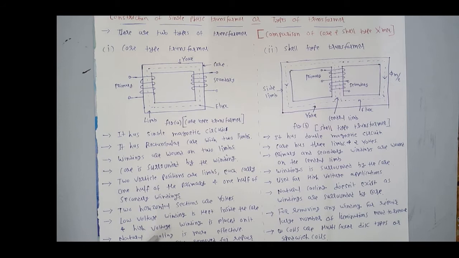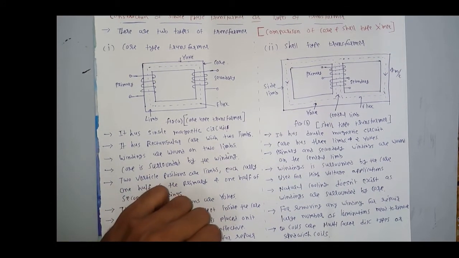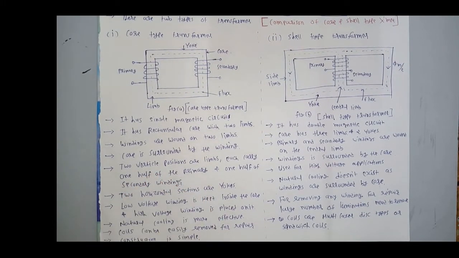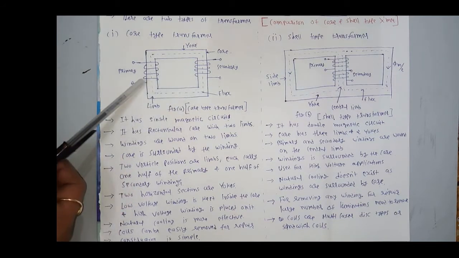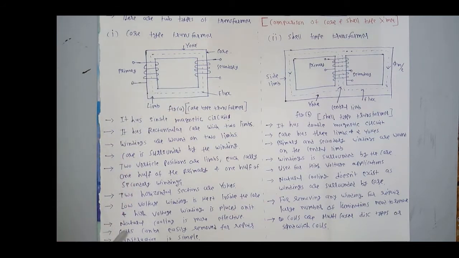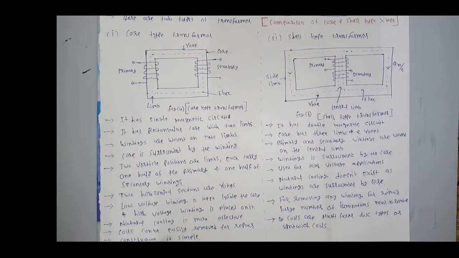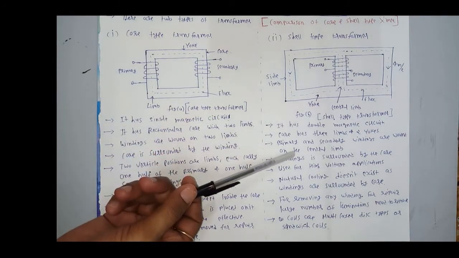Here natural cooling is more effective. Coils can be removed for repair easily, because these windings are wound on the core, so they can be easily removed from the core in core type transformer. And last one is construction is very simple. So these are the points for comparison with shell type transformer.